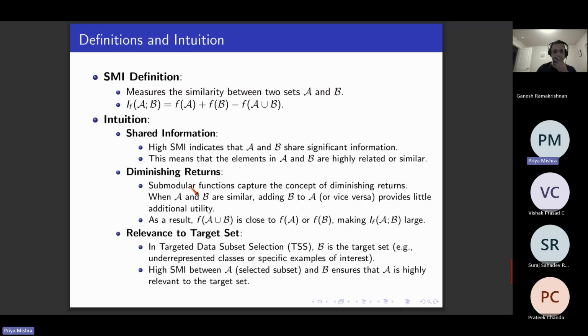We will use this property of SMI such that we will take a data set and we have a target class.